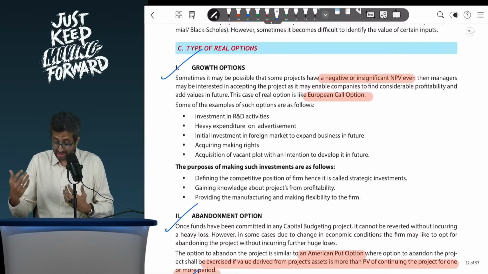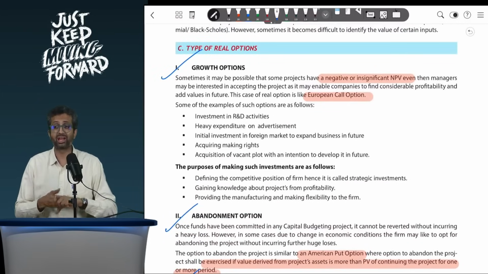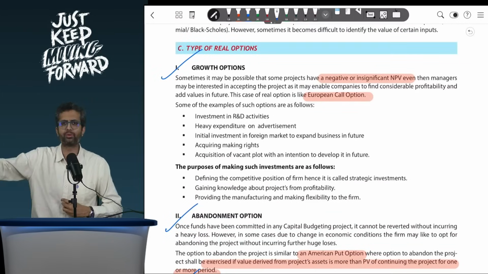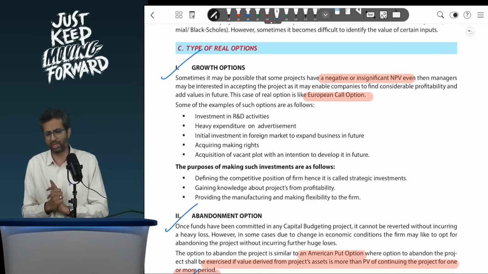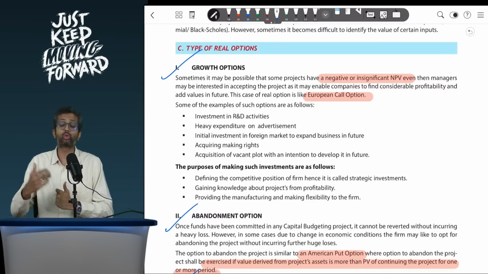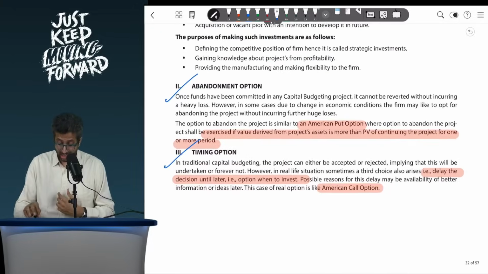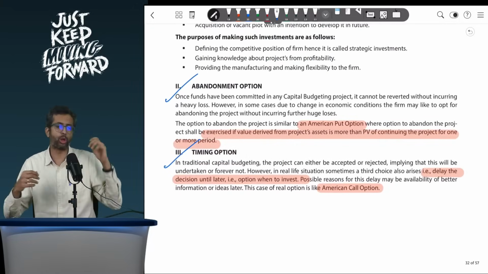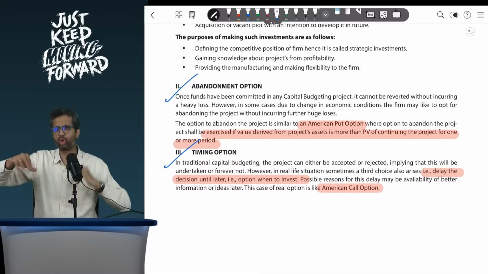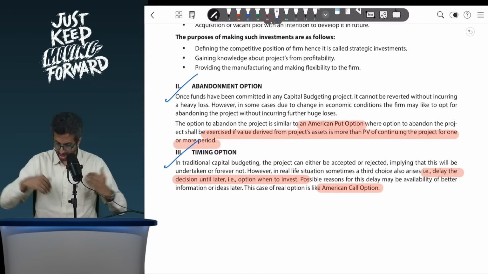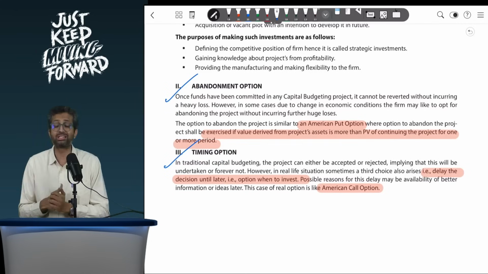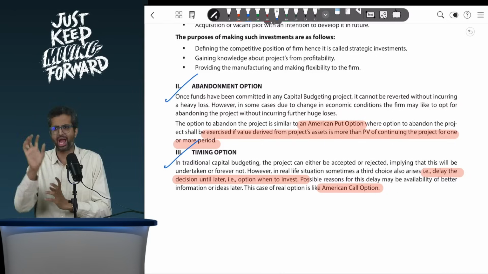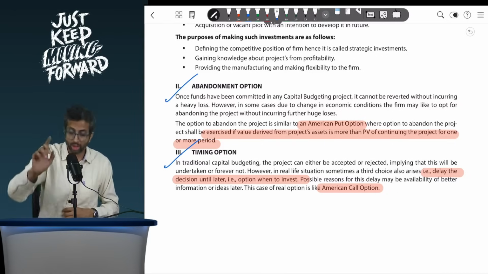Growth options are options where your project might currently have a negative NPV. However, going forward, we expect a lot of growth, and hence you might want to be a part of that project. It is usually similar to a European call option. And timing option is also a call option, where you probably do not want to enter now, you might want to enter at a future date, entering a project. So that is buying a project. So this is like an American call option at the timing that you want.